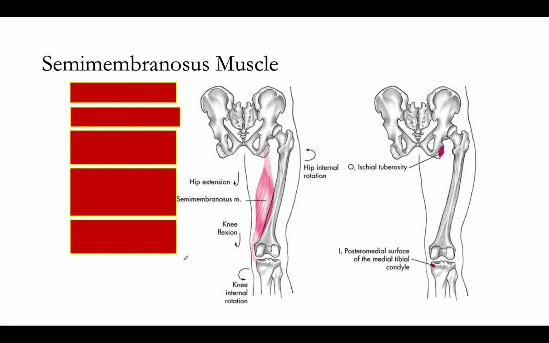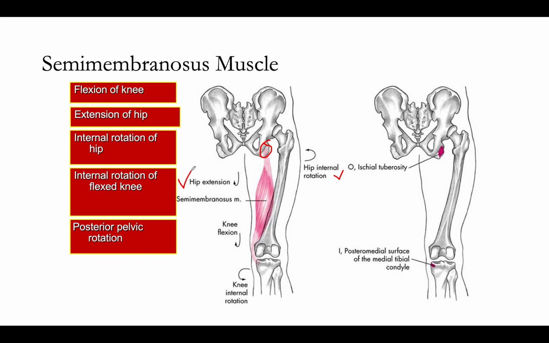So the semimembranosus, again, is a two-joint muscle group because the origin, again, is going to be on the ischial tuberosity. It not only flexes the knee, but also extends the hip. And we also see it play a role in hip internal rotation. We also see it play internal rotation of a flexed knee. And then again, it creates a posterior pelvic tilt.